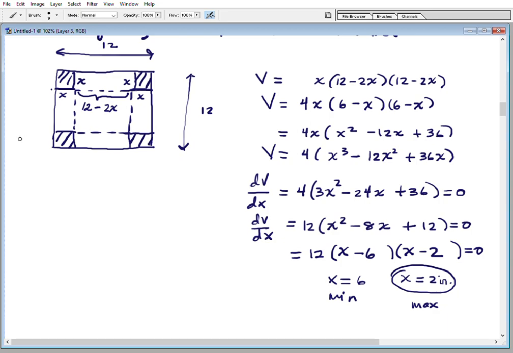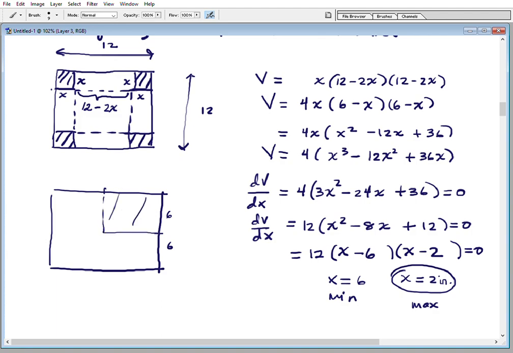What happens if you cut out 6? Let me redraw the picture. The whole thing is 12. So if you cut out 6, you're cutting out the whole box, you see? You'd cut out that, you'd cut out this. This would all go, and you're left with nothing. You see what I mean? You're left with absolutely nothing. So that's why 6 is the minimum, you minimize the volume. The volume is 0 if you cut out 6. So this one's the max.